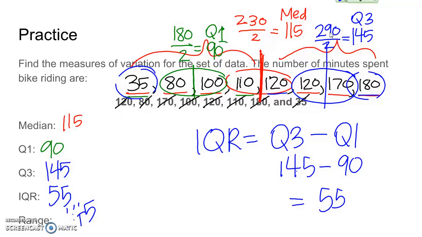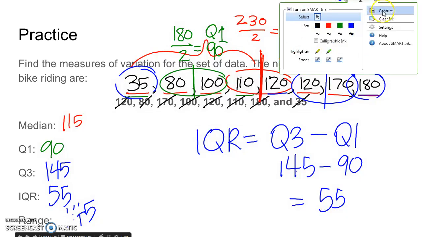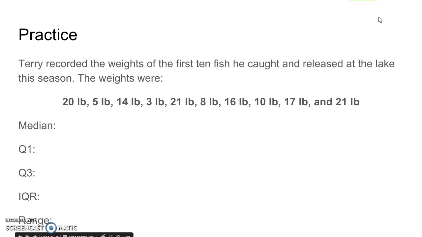Okay, now let me give you one of these to try on your own. All right. Hit pause. I want you to try and find all of these values on your own. You need to copy the list, put them in order from least to greatest, then find the median, Q1, Q3, IQR, and range.